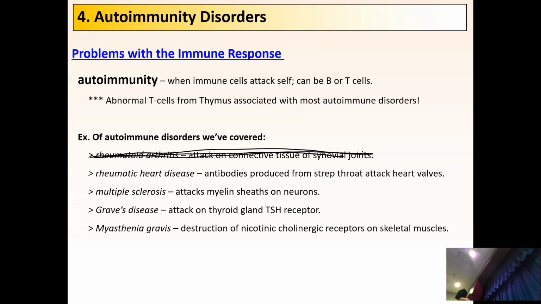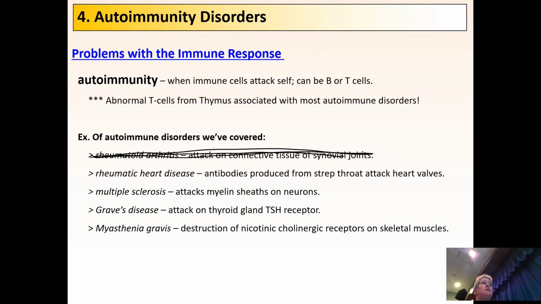Scar tissue forms, and that scar tissue becomes stiff and inflexible, and you have stiff, inflexible joints that are painful. Left untreated, the inflammation will eventually eat away at the cartilage and it's gone. So you'll see people come in, could be just old age arthritis, or it could be this where the immune system's attacking it. But we've talked about rheumatic heart disease, where antibodies your body produces attack heart valves, particularly the bicuspid valve, which is between the left atrium and left ventricle.